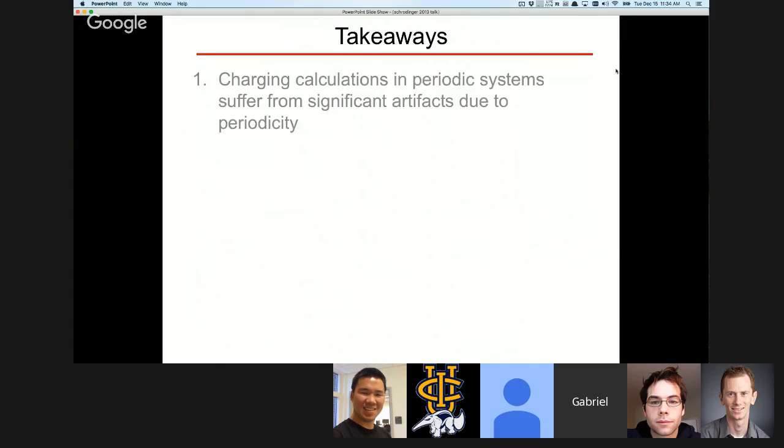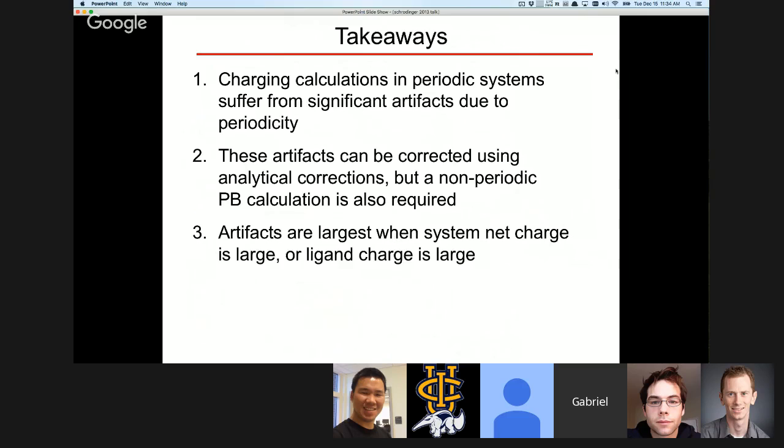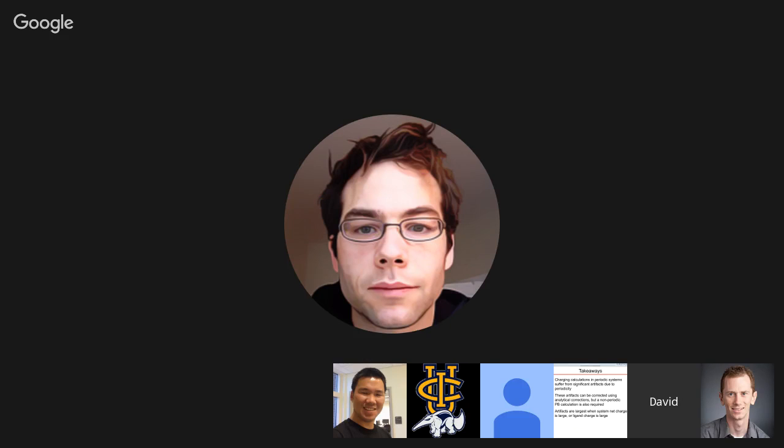Okay. So to try to summarize everything, charging calculations in periodic systems suffer from noticeable artifacts due to periodicity. You can correct these artifacts using analytical corrections, but to compute the residual integrated potentials, you have to do a simple PB calculation. We suggest using APBS with our input file and script. The artifacts are largest when the system net charge is large, or the ligand charge is large. And if you've neutralized your system with counterions, then most of the terms become pretty small, except for that solvent term.